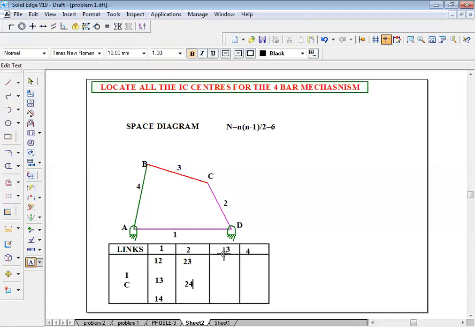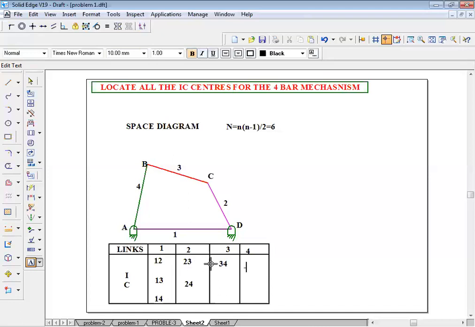After that we go to link number 3. The combination is I34. I33 is not there, I34 only. Next go to the fourth link. There is no link number beyond 4 here. Suppose 5 and 6 were there, then we would go for 45, 46 and so on. But here I14, or 41, 42, 43, we already have as I12, I13, I14. Therefore there is no new instantaneous center with respect to link number 4. Let us leave it blank.